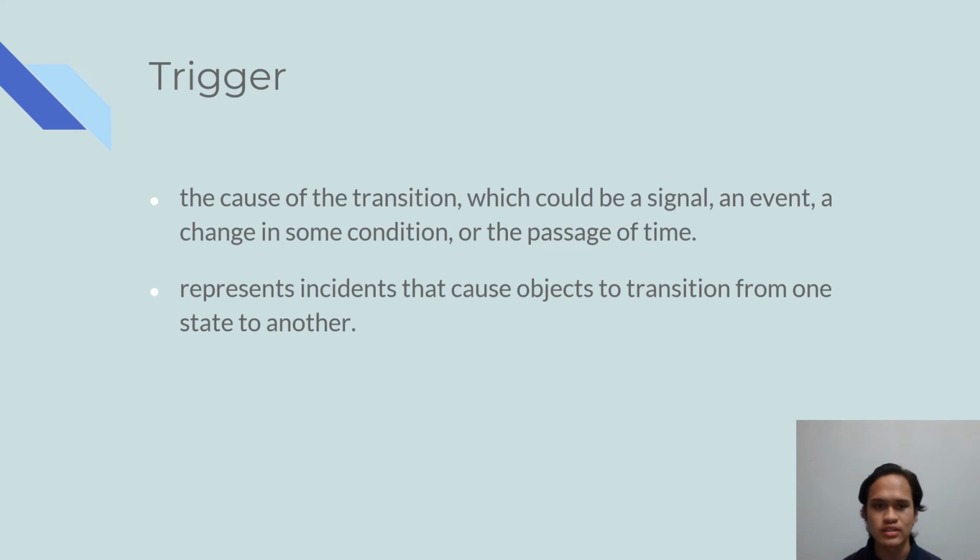Okay, next is trigger. So trigger is the cause of the transition, which could be a signal or an event or a change in some condition or the passage of time, and it represents the incidents that cause the object to transition from one state to another.